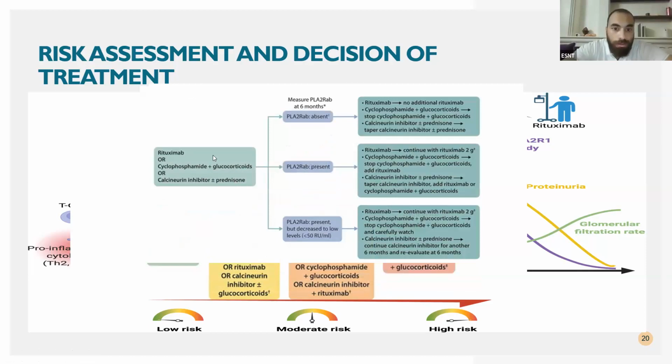If the antibody titer, which was positive, converts to negative after 6 months of treatment, now you can start to withdraw our medications. You can taper immunosuppression. You can start to decrease your heavy guns. But if the patient still persistently has antiphospholipase, you can switch to another line of treatment. And if the treatment is not working, you have to go more aggressive in your management.